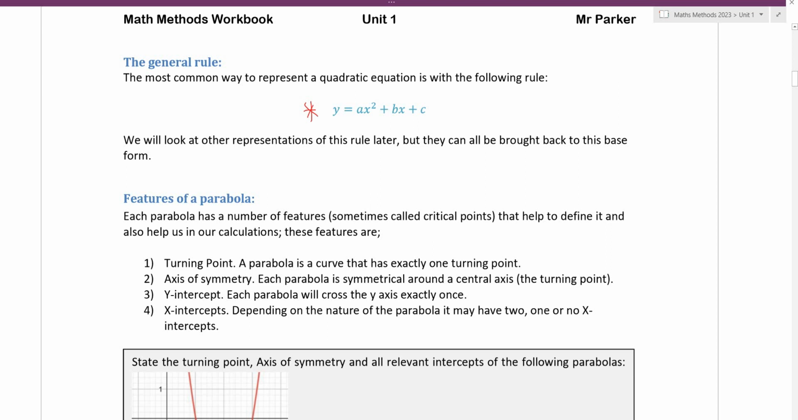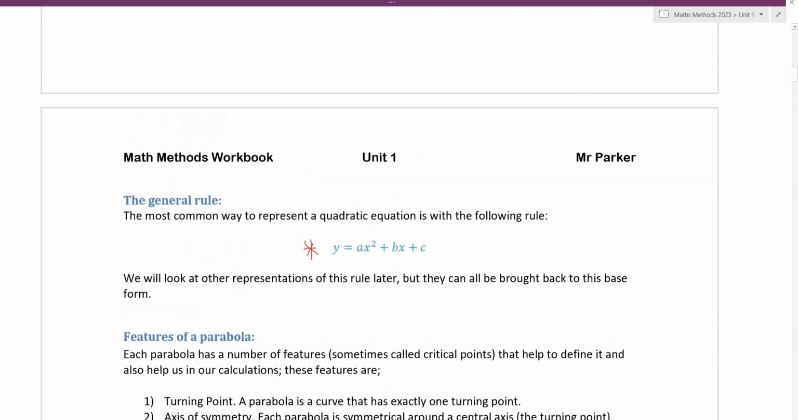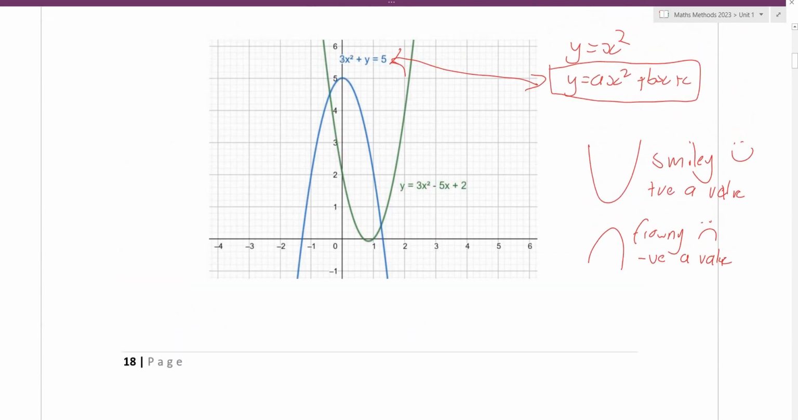In relation to that, it also has an axis of symmetry. Every quadratic is perfectly symmetrical, so it's always symmetrical around the turning point. If I go back up here to this one, can you see that my green parabola is symmetrical around that dashed line that I just drew? It's perfectly the same either side.